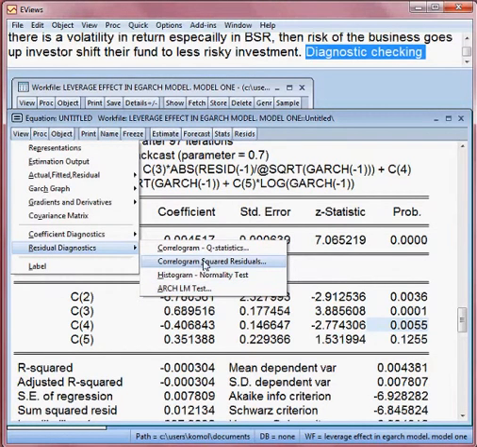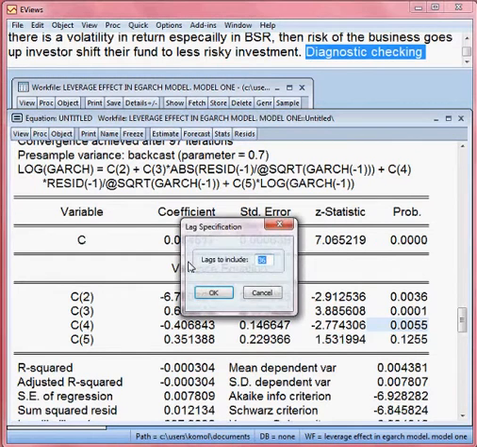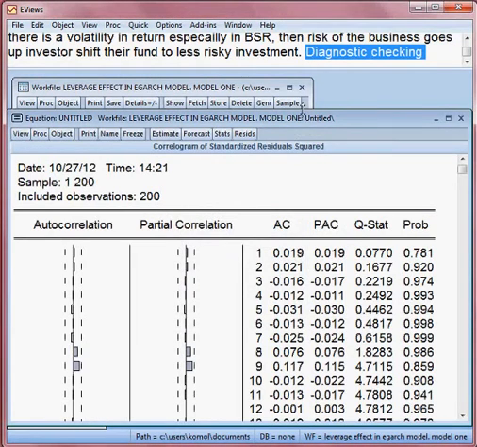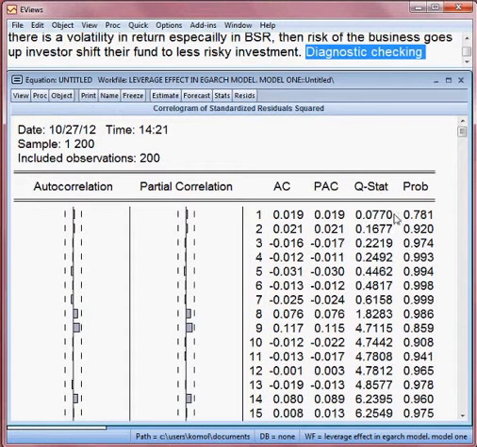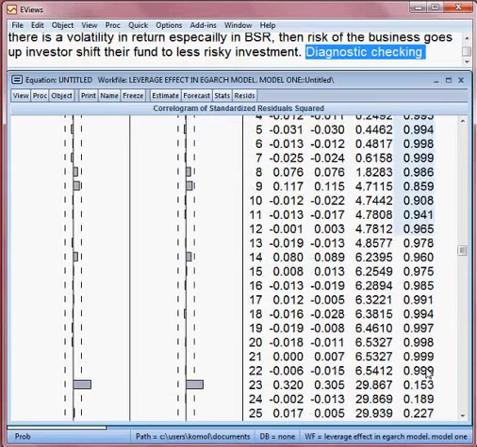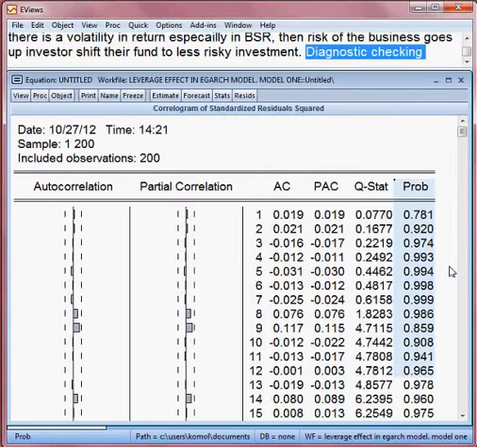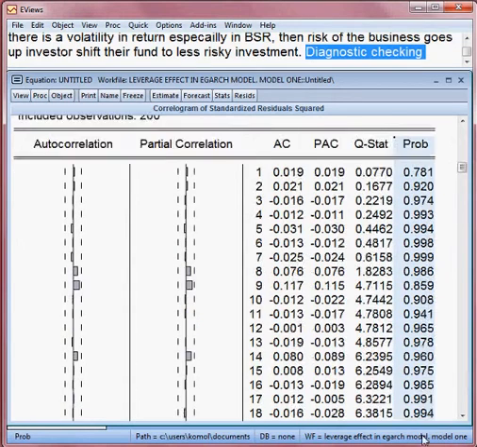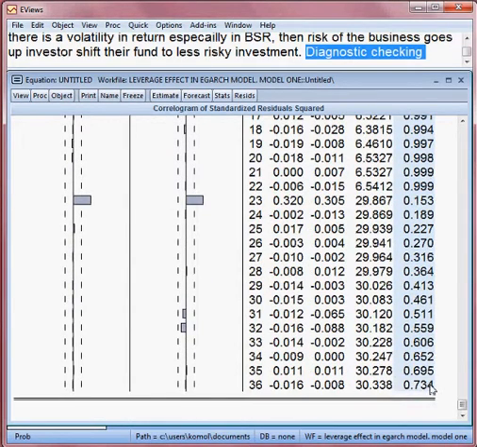First I check whether there is a serial correlation or not. So I choose the second one, correlogram of squared residuals, and suppose here I choose 36 lags, then OK. So here is the result, the Q statistics and the corresponding p-value, and you can see all the p-values are more than 5%.